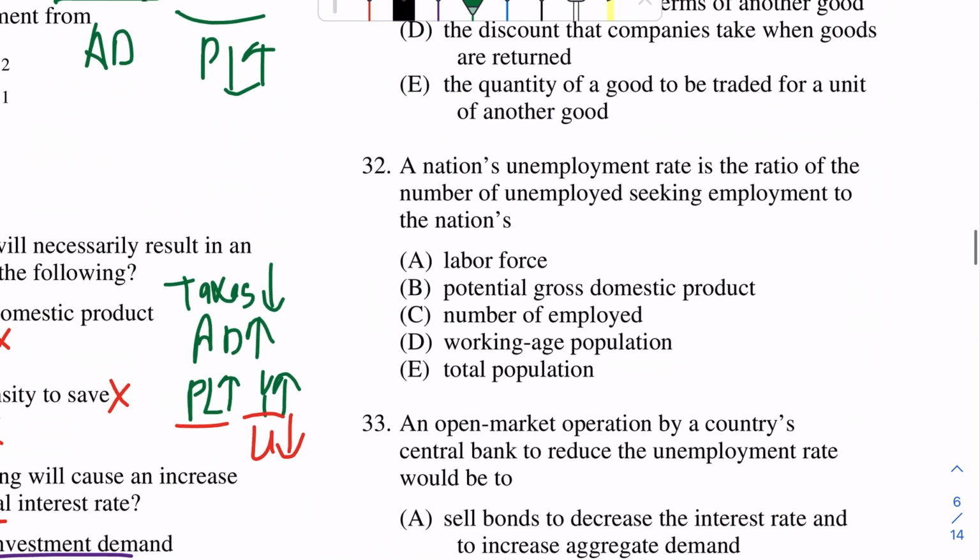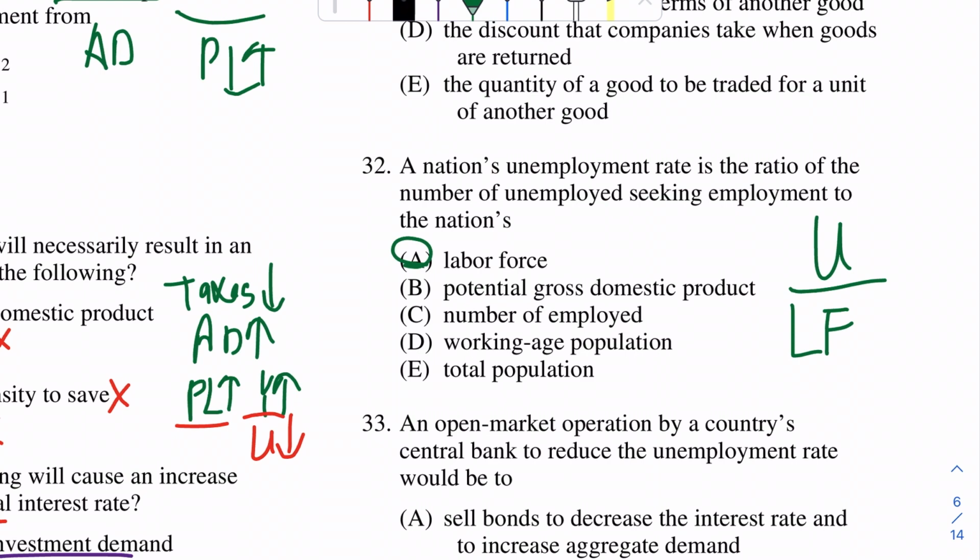Yep. 32. A nation's unemployment rate is the ratio of the number of unemployed seeking employment to the nation's what? We are looking at the unemployed divided by the labor force. 32 is A. The unemployment rate is unemployed divided by your labor force.